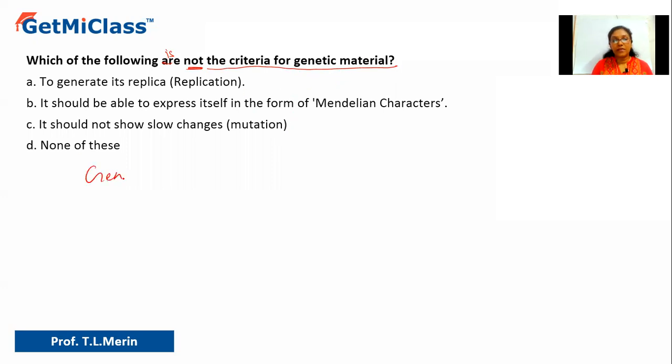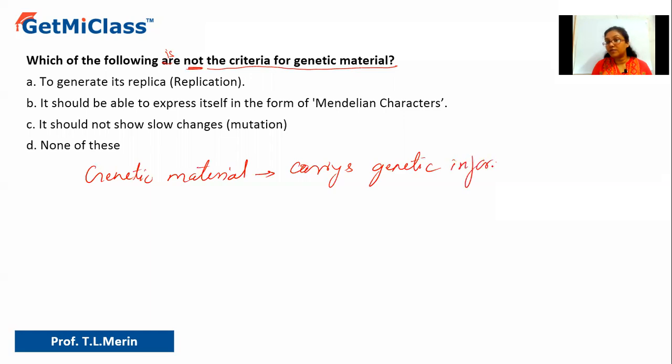Now, first of all, we have to understand what we mean by genetic material. Genetic material is the component of the cell which carries the genetic information. Genetic information for characteristics, which will be transferred from one cell to the other cell or from parent to the offspring. So that is what is considered as genetic material.